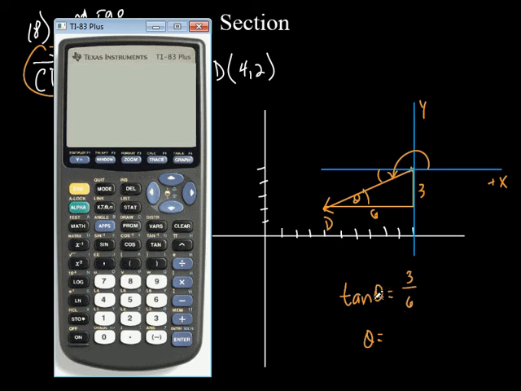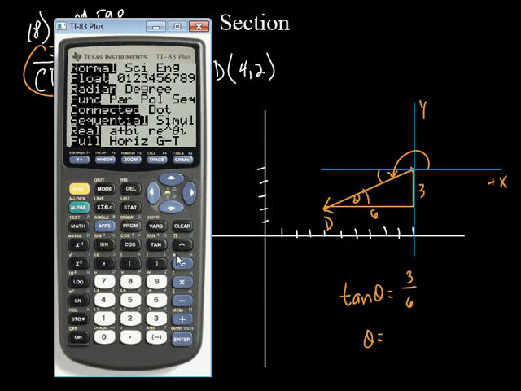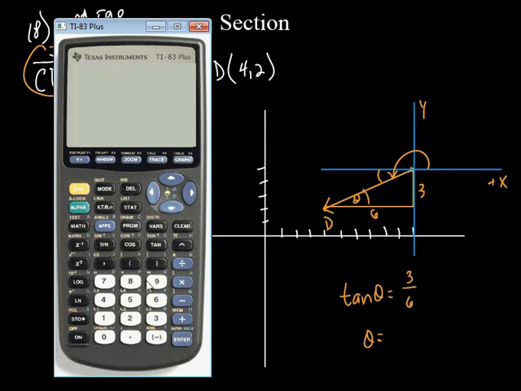Now to solve for theta, what do we have to do though? Take the inverse tangent of 3 over 6. So it would be second function tangent of 3 over 6. Oops. I need to save it with this in degrees. Let's try it one more time. Second function tangent, 3 over 6. There we go. 26.6, right?